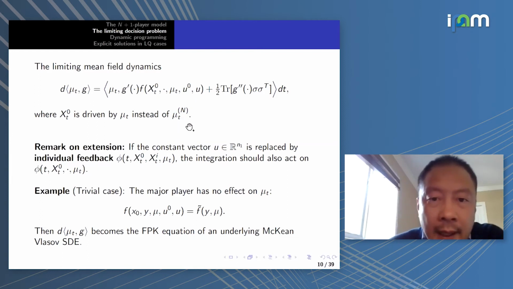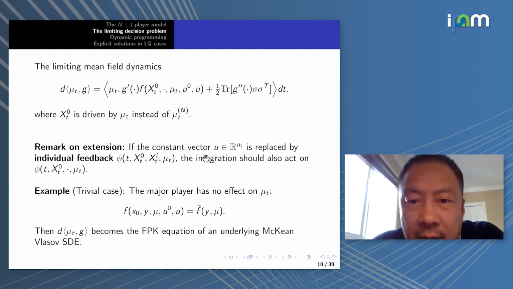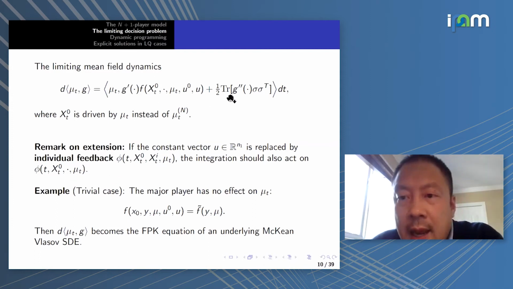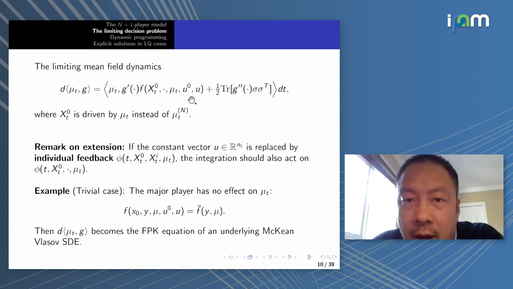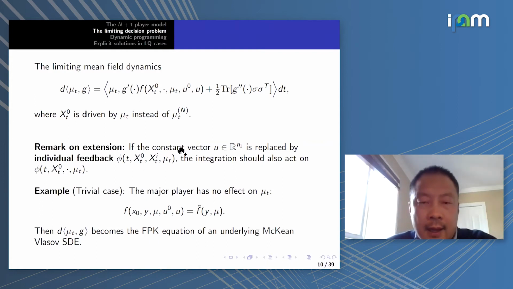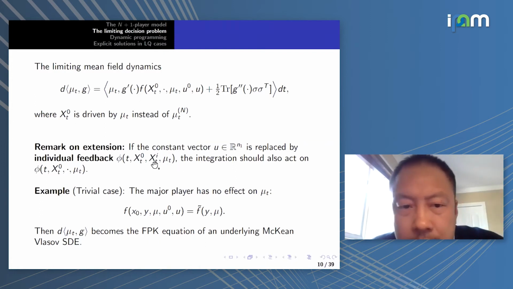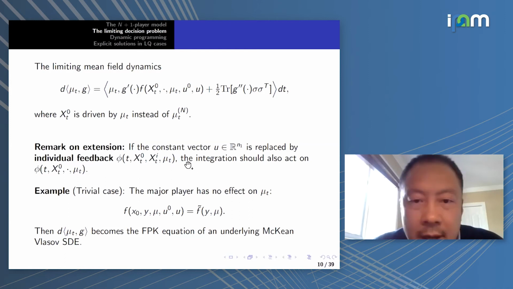Indeed, if we want to replace the constant vector here by a control law, then we need to modify the interpretation a little bit. So this is about the extension to feedback, in place of the constant control vectors. Here let me use some simple examples to illustrate.